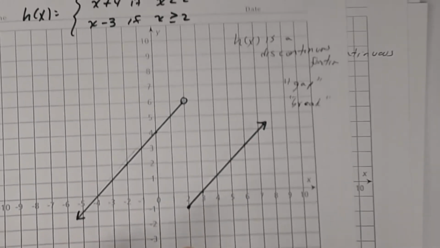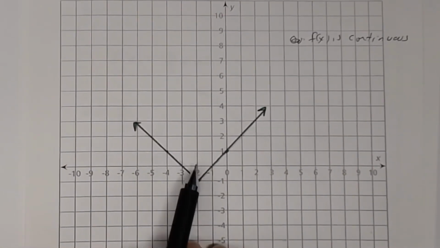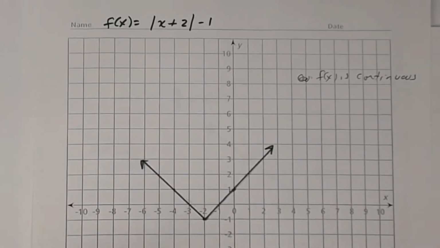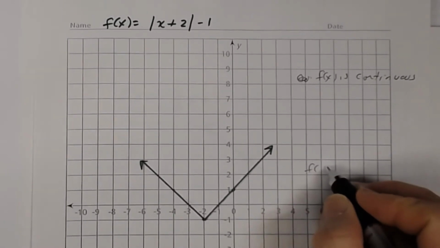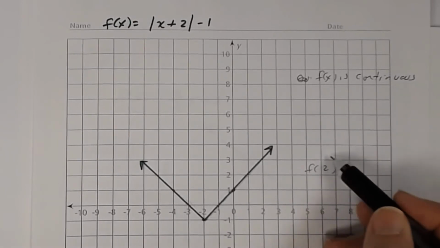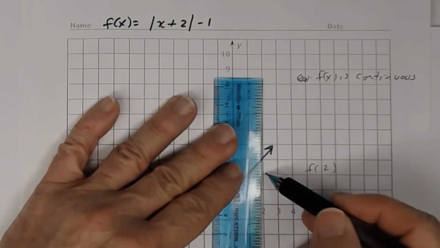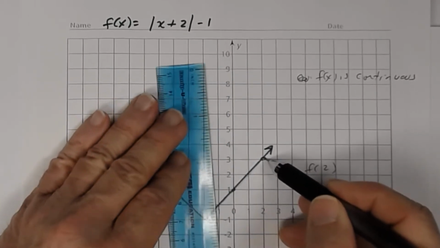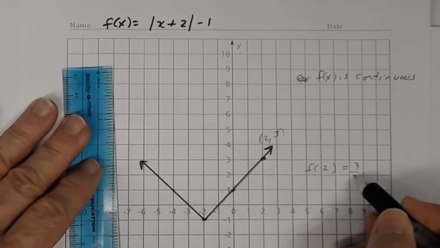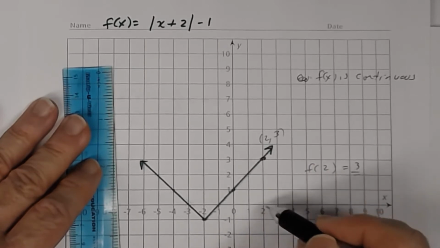Now let's talk about this for a moment. Real quick, here's the graph of this function. The graph of f of x is this. If I asked you to find f of 2 from the graph, remember that means what's the y value when x is 2. When x is 2, the point on the graph that corresponds to that is here, (2, 3). So f of 2 would be 3. The y value is 3 when x is 2.